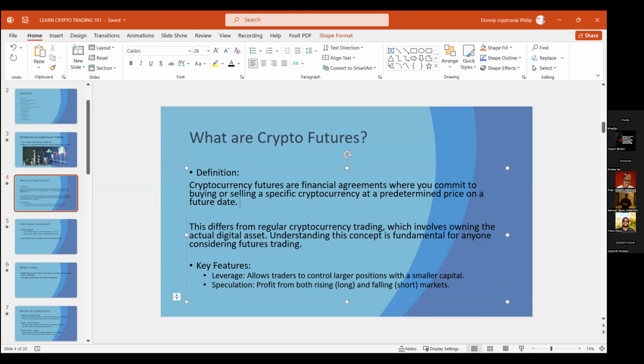Okay. Now, like I said, it's a financial agreement where you commit to buying or selling a specific cryptocurrency at a predetermined price on a future date. Now, what do you mean by predetermined price? We drop a signal and I will tell you to enter at a particular price. It could be that at that moment that's not the current price of that market. Maybe the market might hit that price in the next 1, 2, or 3 months. You understand? Then you enter at that price, then you just wait for the market to trigger that price you have. That's the predetermined price on a future date.